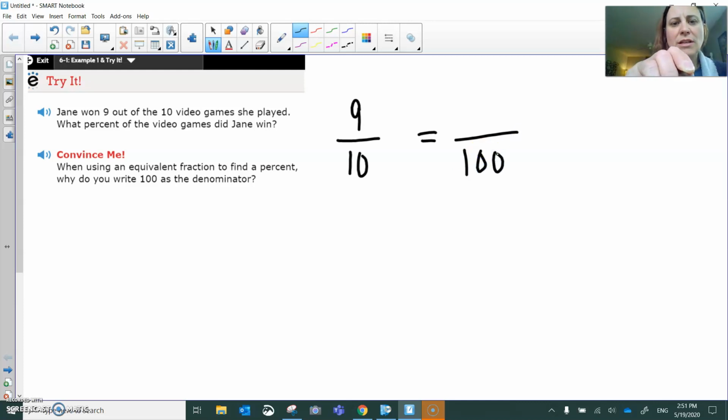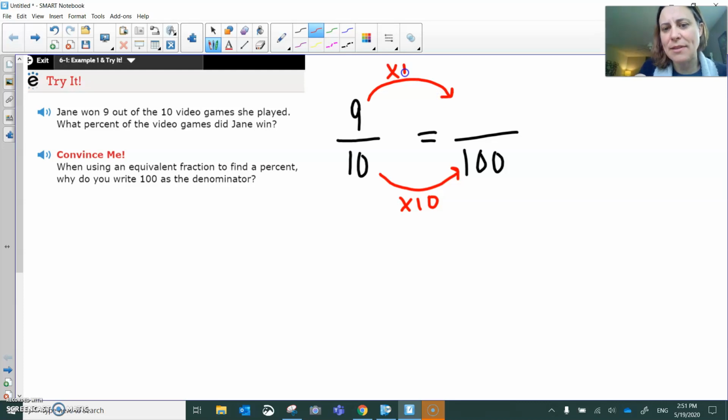So what would you need to do to the 10 to get it to become 100? What would you need to multiply 10 by to get it to be 100? And the answer is you would multiply it by 10. So we're going to multiply this top number by the exact same thing. And 9 times 10 is 90. When you have 90 parts out of 100, that means you have 90%.